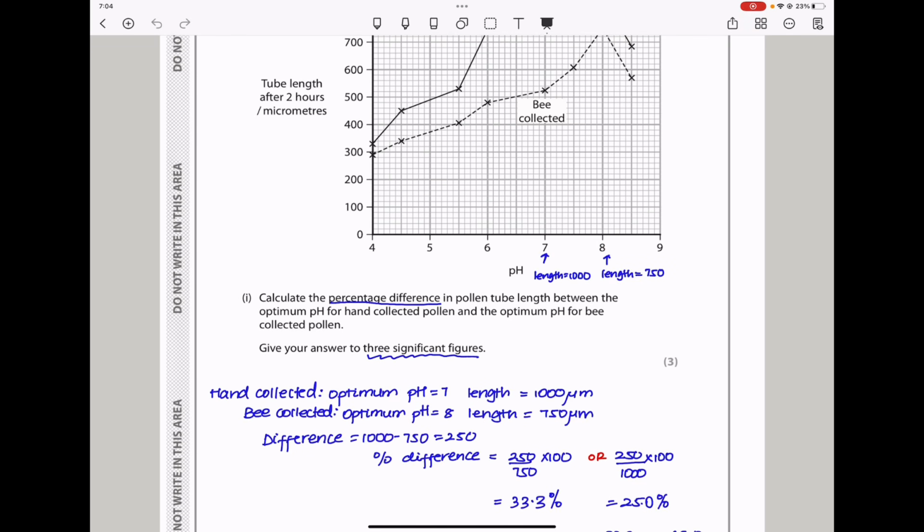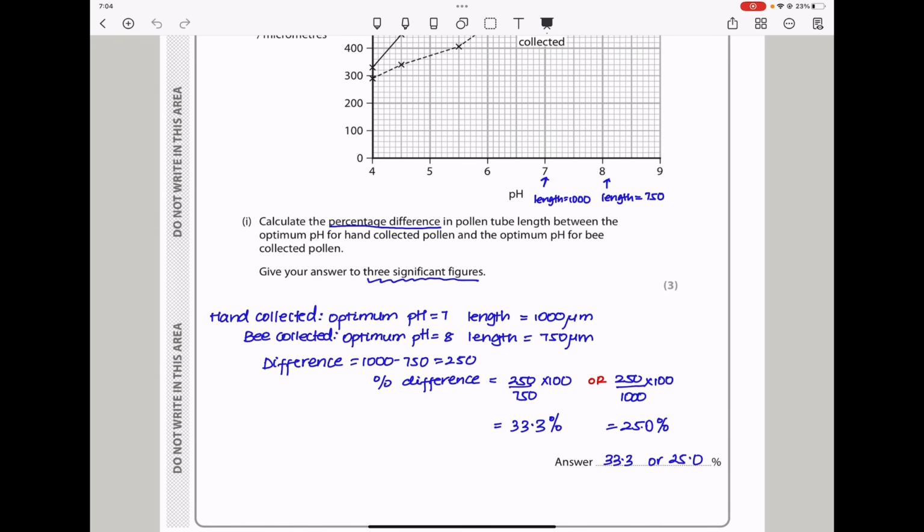So the difference in tube length is going to be 1000 minus 750, which gives us 250 micrometer. So the percentage difference should be 250 divided by 1000 times 100, or 250 divided by 750 times 100. So both answers are acceptable because it was just a percentage difference, not increase or decrease.